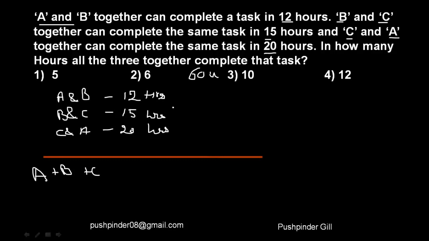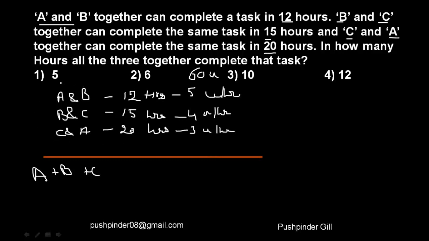So let me assume the work to be of 60 units. The work is of 60 units and A and B are able to finish the task in 12 hours. That means they must be finishing 5 units every hour. Similarly, B and C are able to finish the task in 15 hours. That means they must be finishing 4 units every hour, because the work is of 60 units and they're finishing the task in 15 hours, right? Similarly, C and A are able to finish the task in 20 hours. That means they must be finishing 3 units every hour. Right? So A and B finish 5 units every hour, B and C finish 4 units every hour, and C and A finish 3 units every hour.